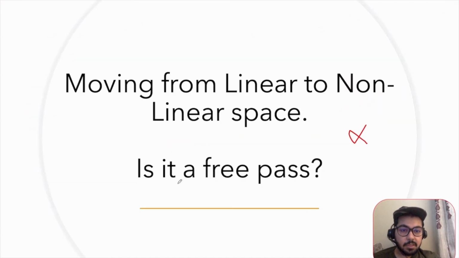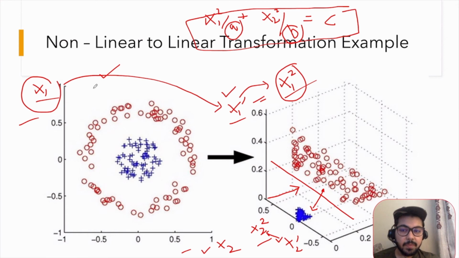Okay, the same is what we see here. We have two features available. When we move to the quadratic space, where x1 prime and x2 prime are basically the quadratic values of x1 and x2, then we introduce a new feature space here.